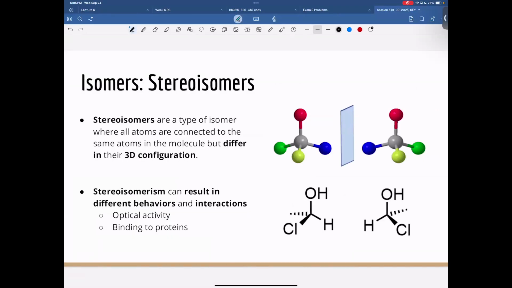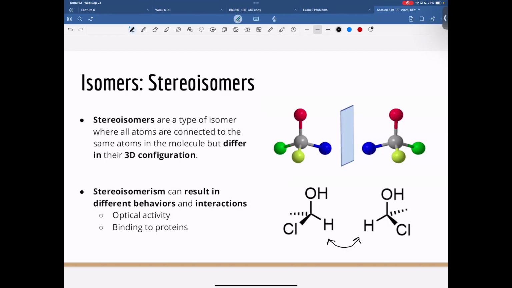So isomers, stereoisomers. Stereoisomers are a type of isomer where all the atoms are connected to the same atom, but they differ in their 3D configuration. We can see that right here between these two molecules. It's just a chlorine, a hydrogen, a hydroxyl, and a methyl attached to the same carbon. However, the groups are on different dashes and wedges, or it's flipped.